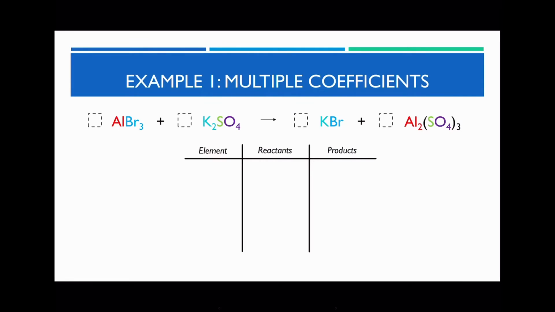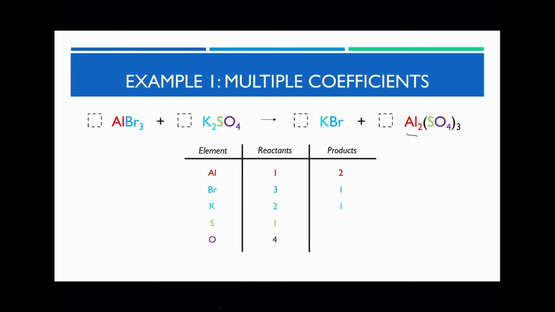So we're going to look at the first example here where we need to add in multiple coefficients. So again, set up my table and list down all the elements. We can see that there's 1 aluminium, 3 bromine, 2 potassiums, 1 sulfur, and 4 oxygens. There are 2 aluminiums on my right hand side. There is 1 bromine. There is 1 potassium.